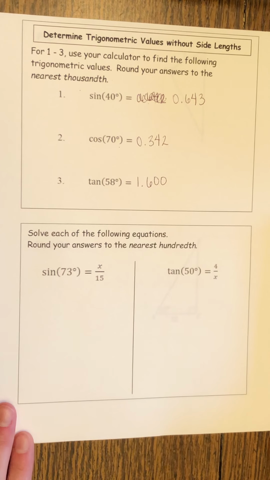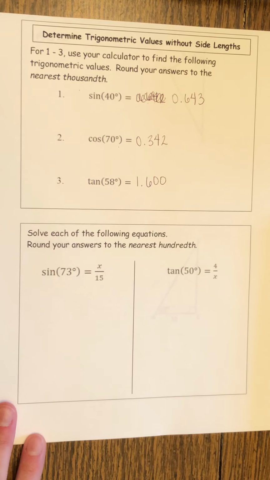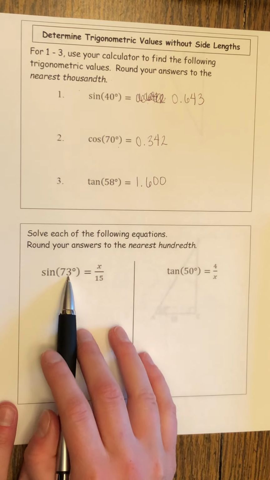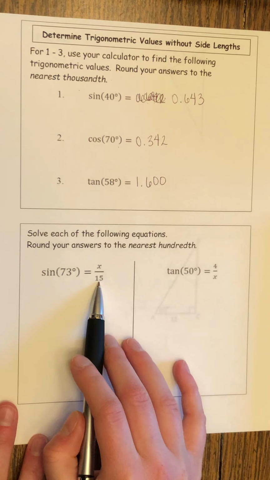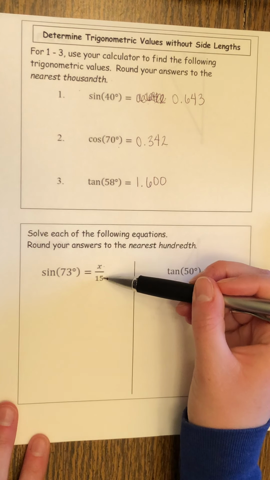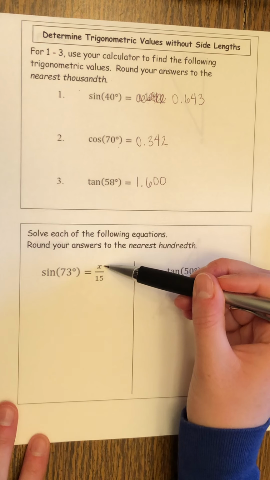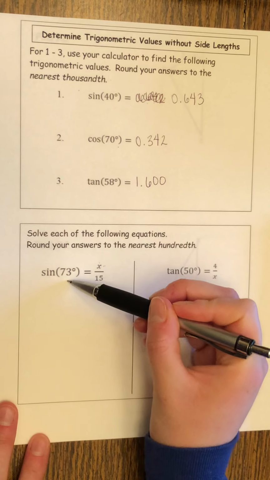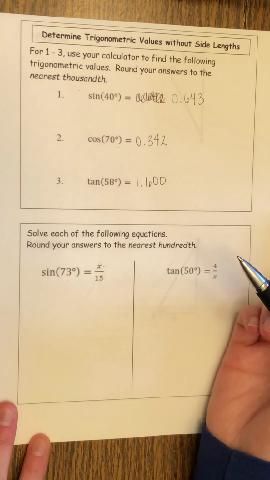The next problem says solve each of the following equations, round your answers to the nearest hundredth. So what we're going to start to take a look at in the next problems is actually solving trig ratios for a missing side length. So I have the sine of 73 degrees equals x over 15. Remember the sine ratio is equal to opposite leg length over hypotenuse. So I am unclear in this problem what the opposite leg length relative to the 73 degree angle is, and that's what I want us to find here.